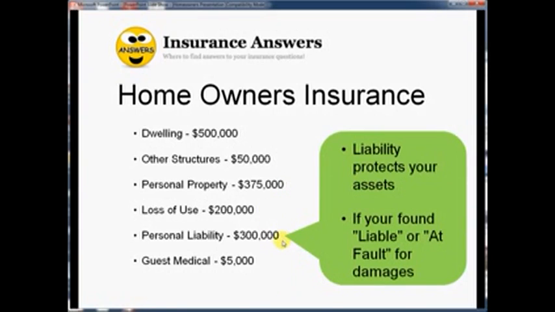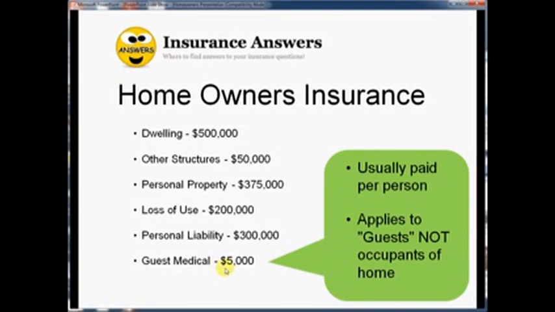The next 2 coverages kind of go hand in hand. Keeping in mind liability coverage, personal liability specifically, is there to protect your assets. So the more assets that an individual owns or has, the more liability coverage you want to make sure you have. It just protects you in the event that you are found liable or at fault for damages to someone's body or even their property. And again, guest medical coverage goes hand in hand with it, that if a person comes to visit you, and keep in mind it does say guest medical, this coverage does not apply or cover the actual occupants of the home.